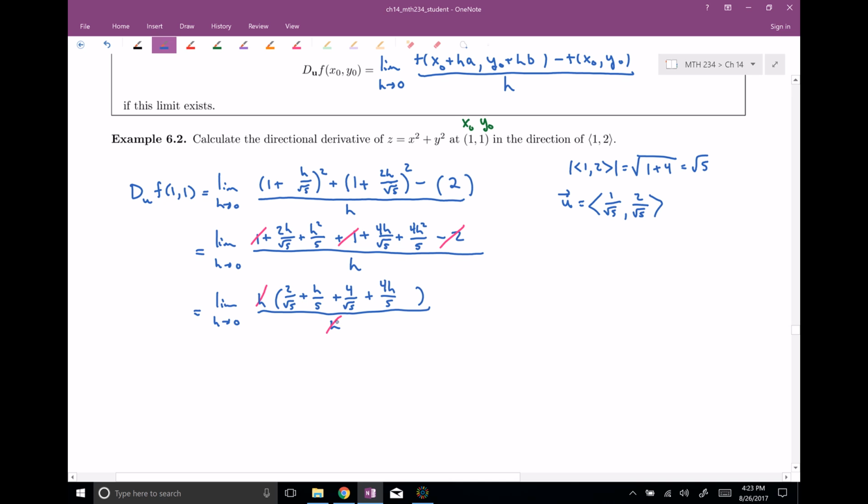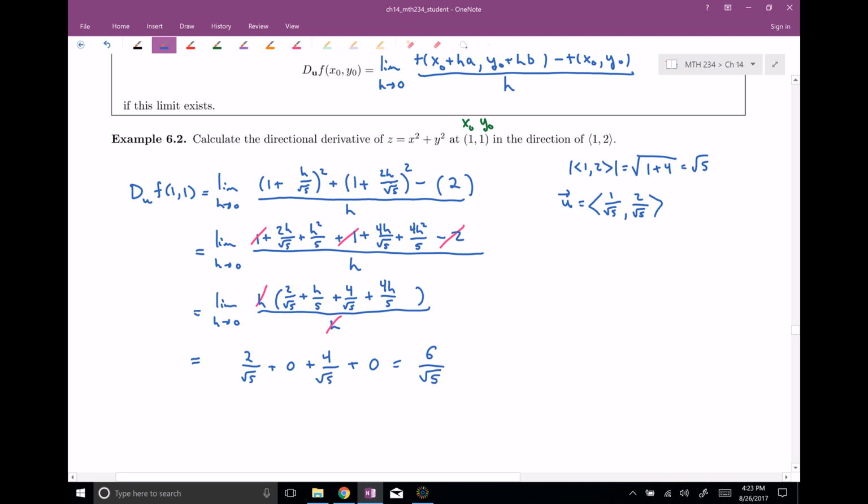Now that there's not an h in the denominator, I've been itching to plug in 0 everywhere I see an h. However, with the h in the denominator, I'd be dividing by 0, so I couldn't do that. But now I don't have any issues plugging in 0 everywhere I see an h. So when I do that, I'm going to have 2 over root 5 plus 0 fifths, plus 4 over root 5 plus 0 fifths. So that's going to be 6 over root 5.